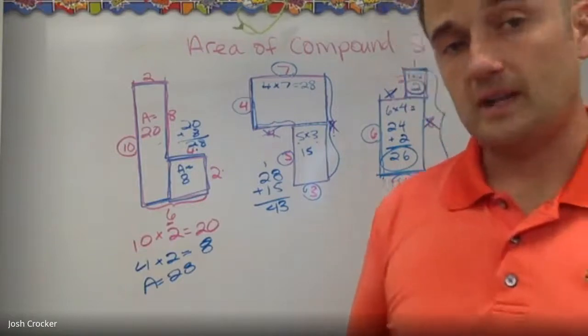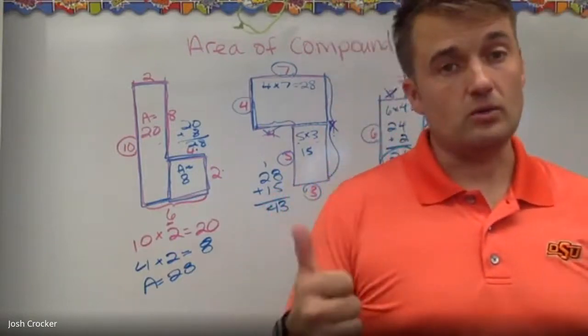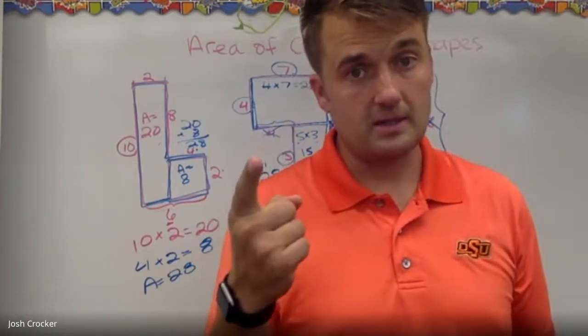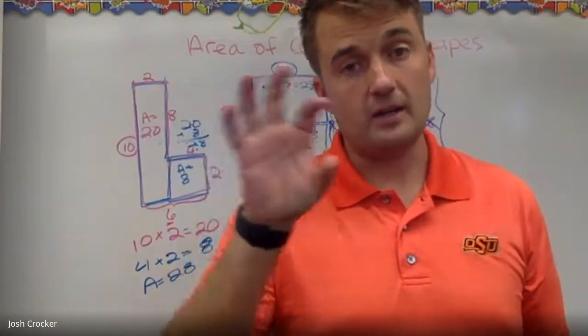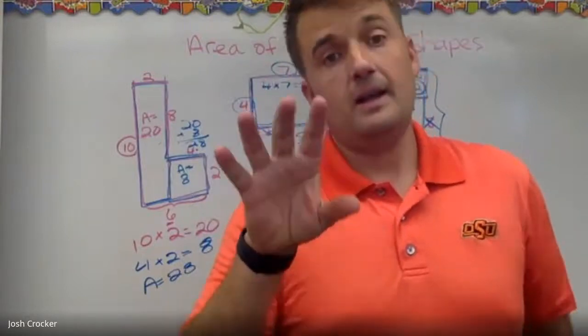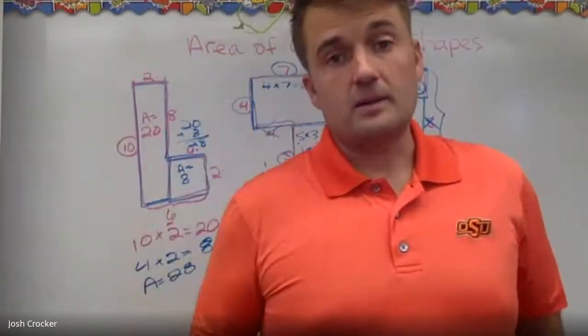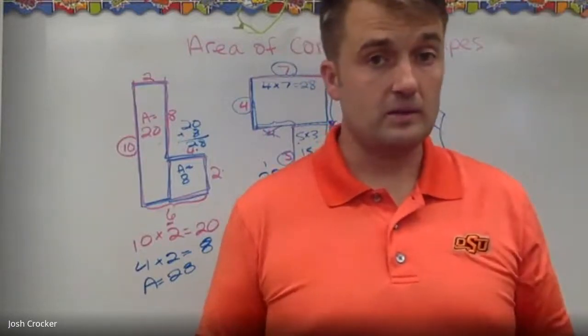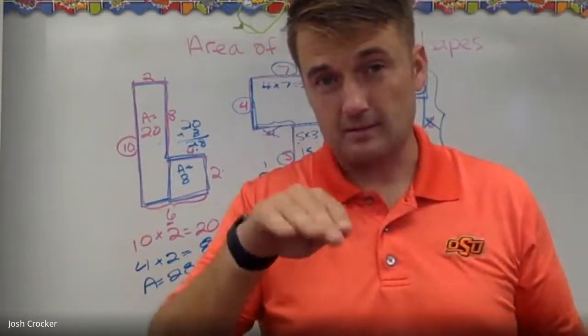So to find the area of a compound shape, you cut it into smaller rectangles or squares, cut it into pieces, and then find the area of each piece, and then add those areas together. Don't use sides that belong to both rectangles, and don't use the partial sides.